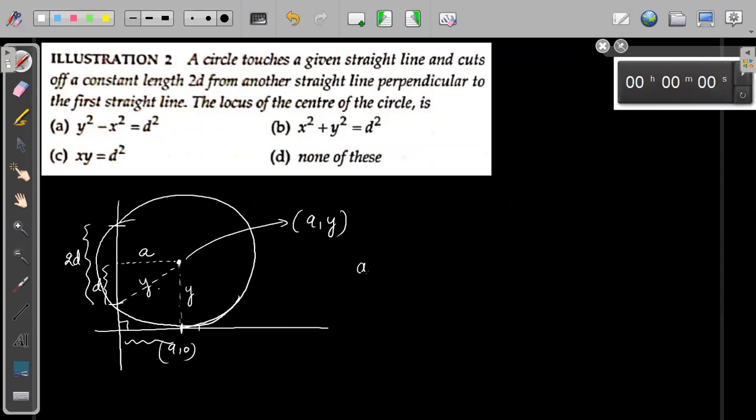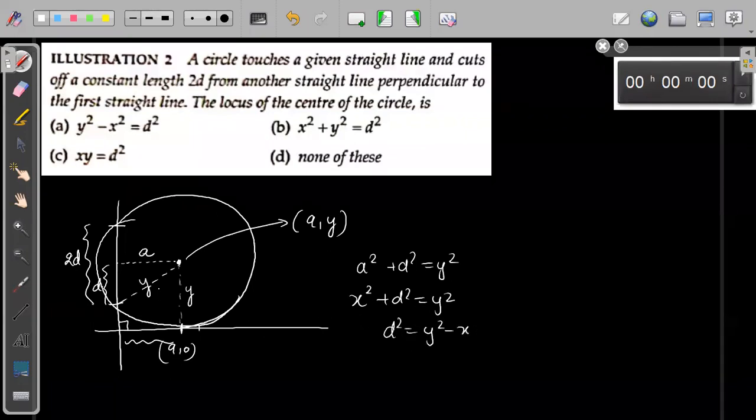So a square plus d square is equal to y square. What is a? a is the value of x, so x square plus d square is equal to y square. So d square is equal to y square minus x square. So the answer is A. Everybody understood?